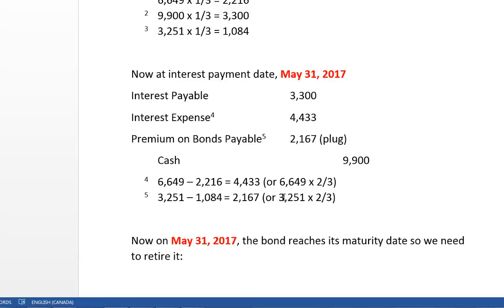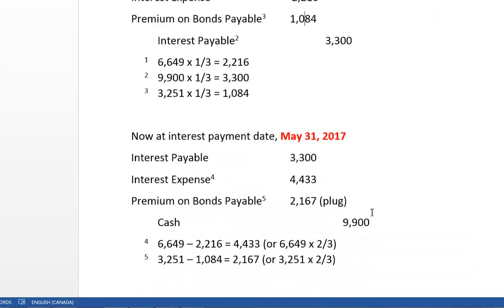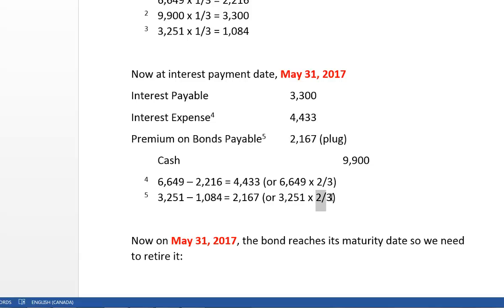Some students might say, well, it's $32.51 in amortized premium for the entire 3 months of the period. I've already amortized 1 month, so I am going to now do it for 2 months of 3. And that will also give you $21.67, and that will balance your entry.